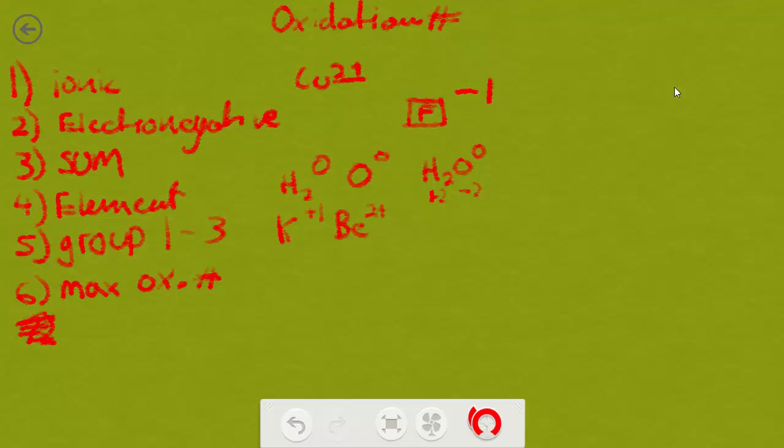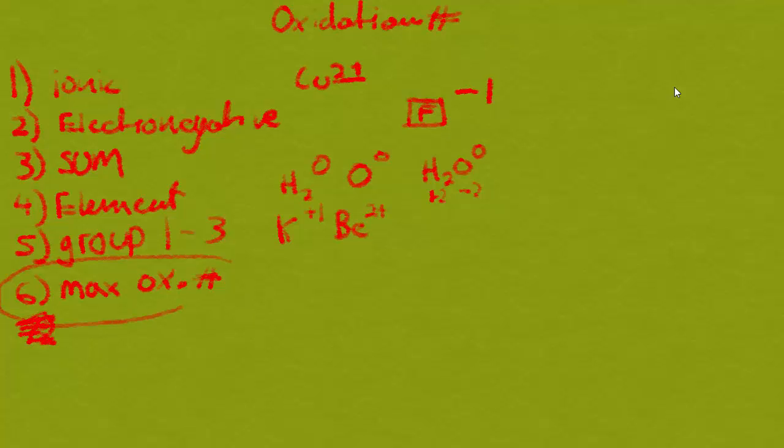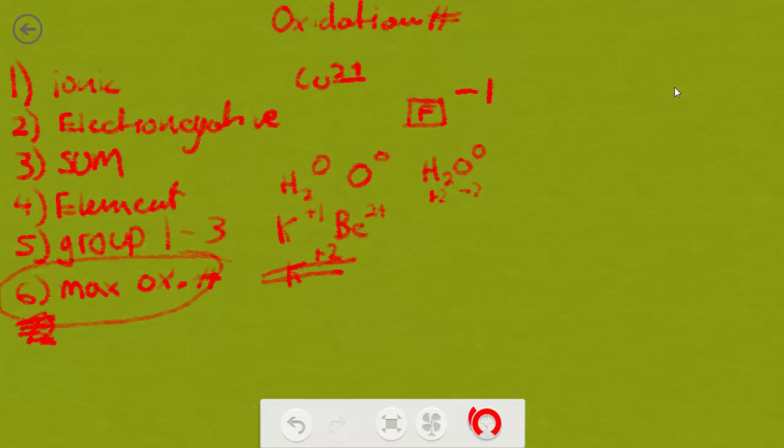And lastly, the maximum oxidation number. This is a key concept that we need to learn, and that is the maximum possible oxidation number for an element is its group number, in the sense that potassium cannot have an oxidation number of +2. That is not possible, since it cannot lose 2 electrons. Because if it's already lost 1 electron, it becomes a noble gas, and noble gases, of course, cannot lose any more electrons, since they're extremely inert.